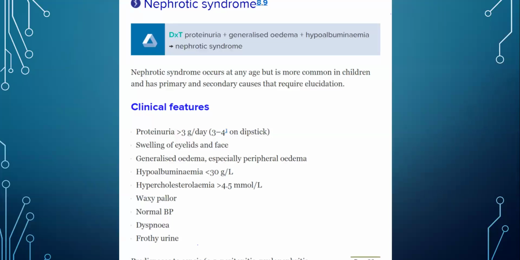IgA nephropathy, there is no treatment. So you just review the patient, review their kidney function, review the blood pressure and everything. As long as their kidney function is good, no specific treatment is needed. But if they start to have deterioration of kidney function, losing excessive protein, then you can start some immunosuppressant, which is a steroid. Okay, but that will be done by a kidney specialist. We can use diuretics for edema, but it's not commonly used.